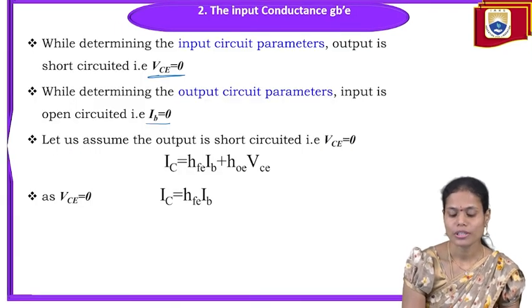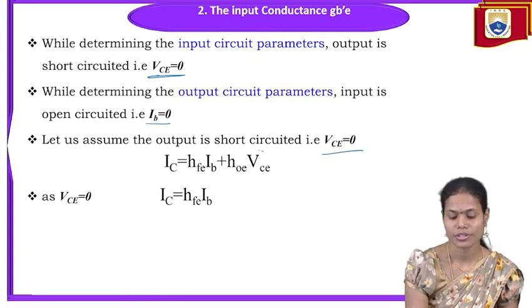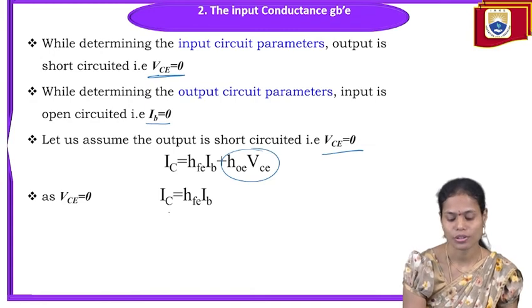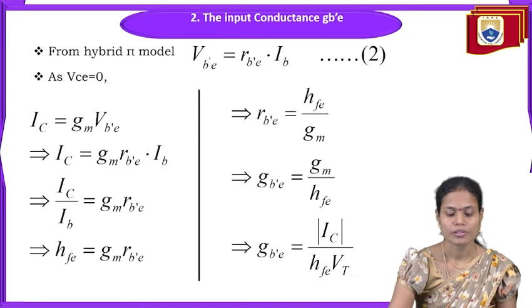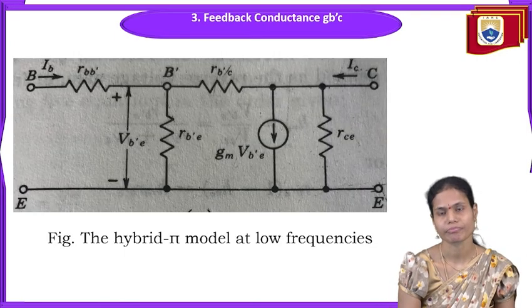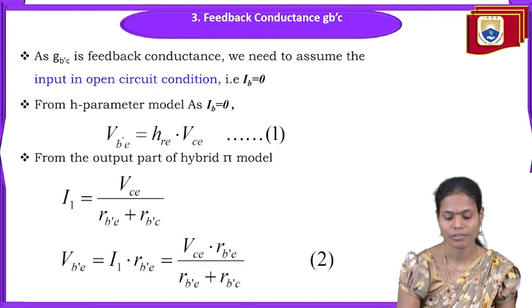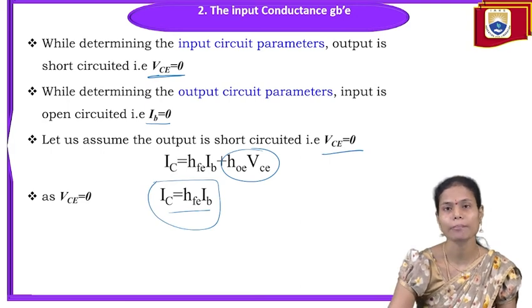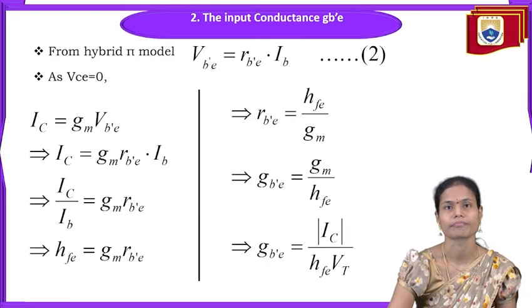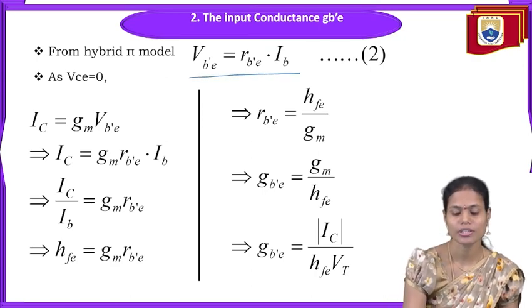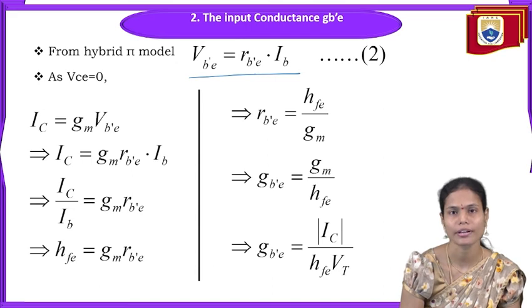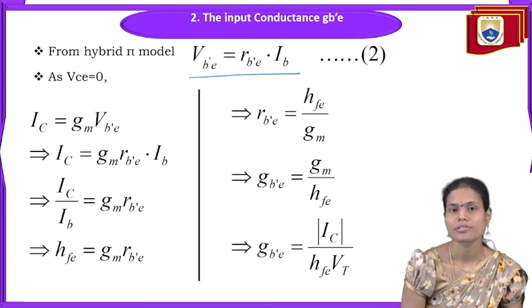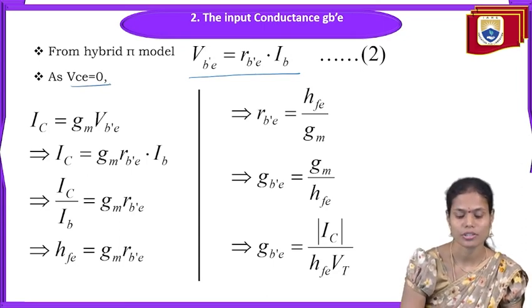I'm assuming here the output is short circuited, that is nothing but VC equal to 0. So once VC equals 0, we get IC equal to HFE IB. This is from the low frequency model. And similarly from the hybrid pi model, how much value are we getting? From the hybrid pi model, VB'E is nothing but the input current and input resistance, RB'E into IB. And here our assumption is output terminals are short circuited, so VC is equal to 0.